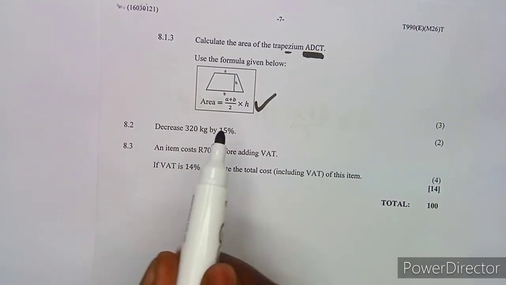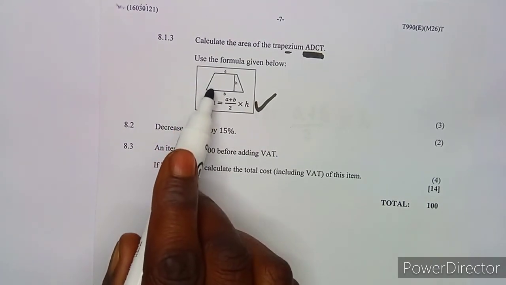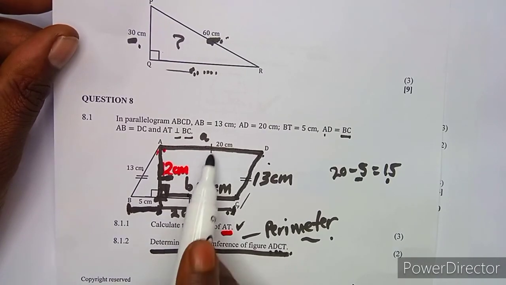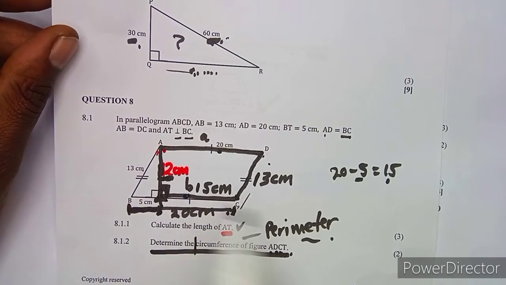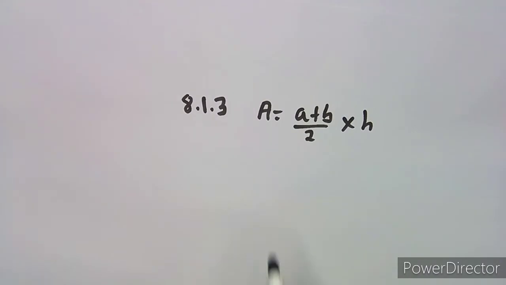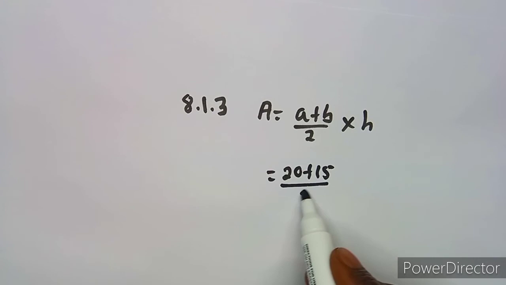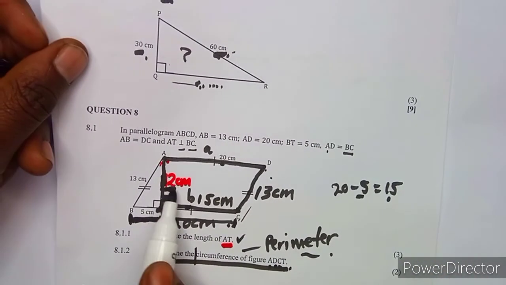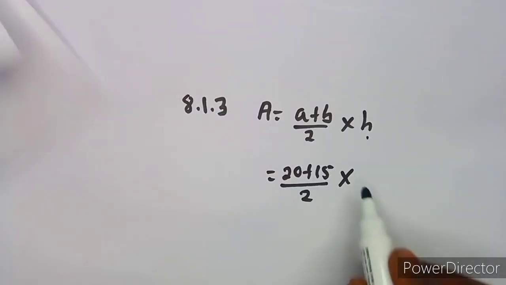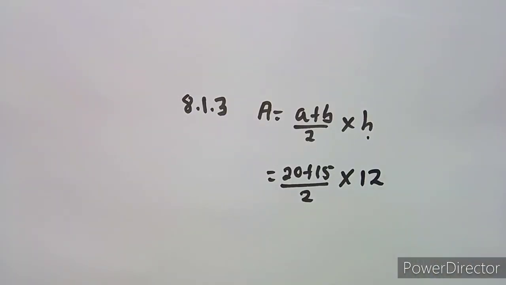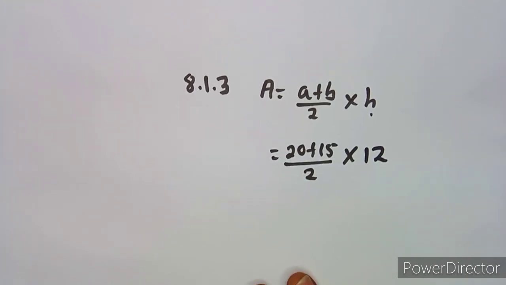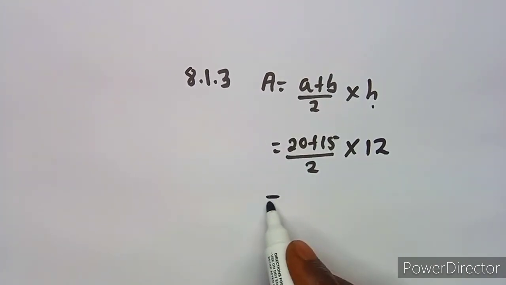All right, so where A and B are those sides which are parallel. In this case, this is your A, this is your B. So remember, our A is 20, our B is 15. So it's 20 plus 15 over 2 times H, which is the height. In this case, our height is 12. All right, so this one is just a matter of substituting, guys, into the formula that you are given, then definitely using your calculator to simplify.